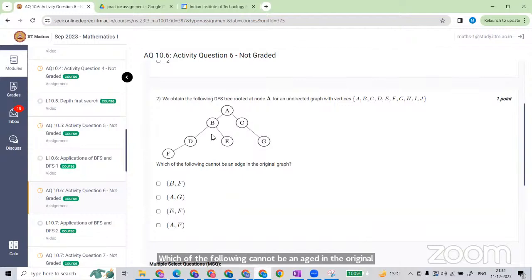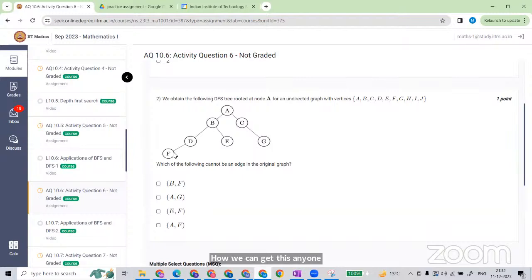So BF will be an edge, or AG, A and G, this one, EF, this will be an edge, or AF, this will be an edge. Which of the following cannot be an edge in the original graph? How can we get this? Anyone?